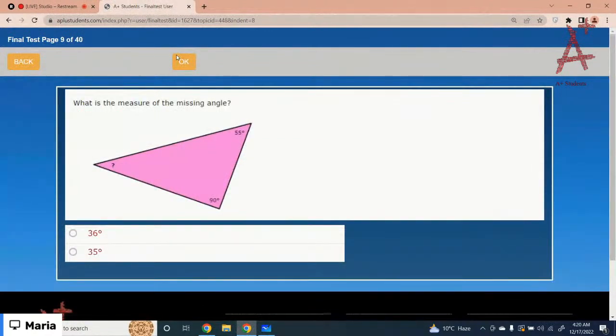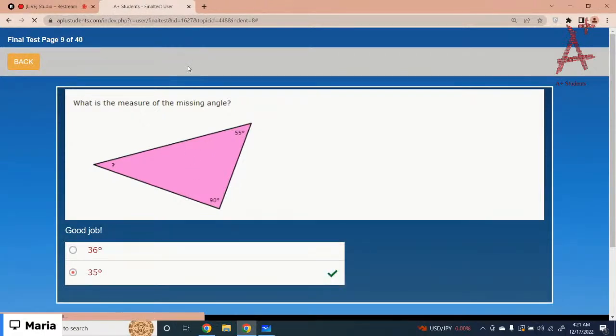What is the measure of the angle? Sum of measurement of angles in a triangle must be 180 degrees. Got it? So add the two given angles and subtract from 180 degrees. It would be 90 plus 55 is 145. So subtract 145 out of 180, so it would be 35 degrees. Got it? So the correct option is 35. Let's just select the correct option and click on the OK button.